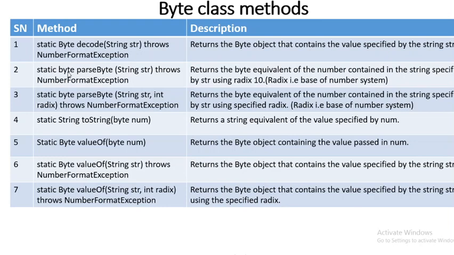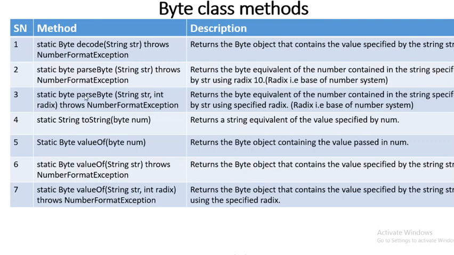parseByte, return type is byte, parseByte in bracket string str, throws NumberFormatException. Returns the byte equivalent of the number contained in the string specified by str using radix 10. Radix, that is base of the number system. Whatever the string you are providing over here, this string will get converted into byte, and while doing this, base of the number system, that is radix, is considered as 10. And if conversion from this string to byte is not possible because of an improper string you are using, it will throw NumberFormatException.